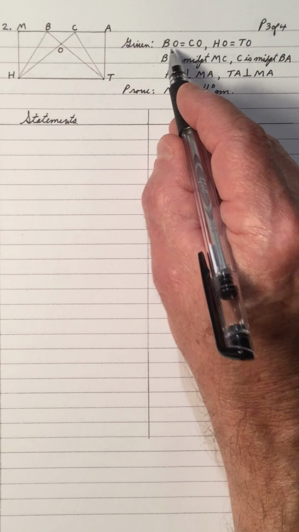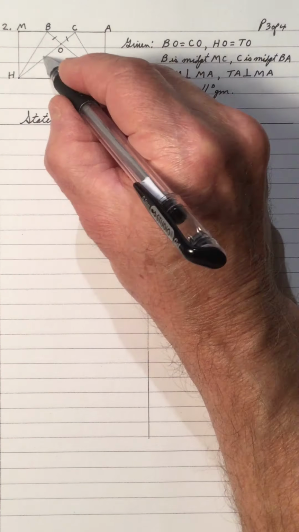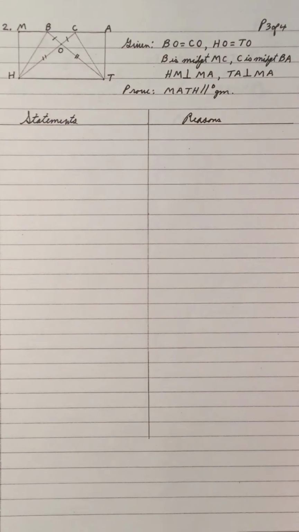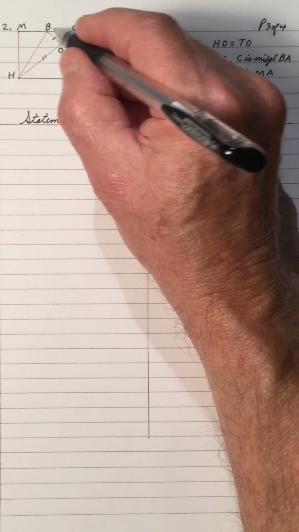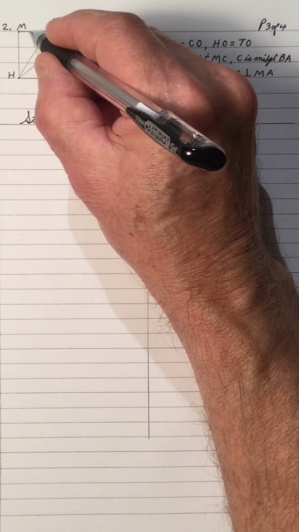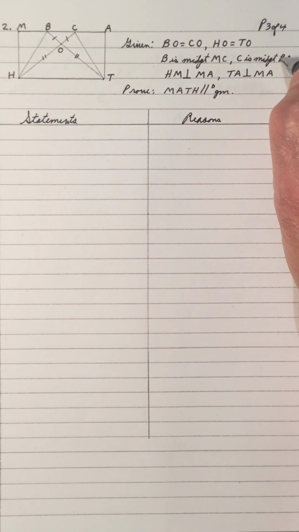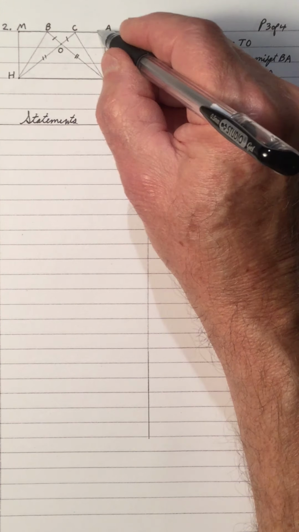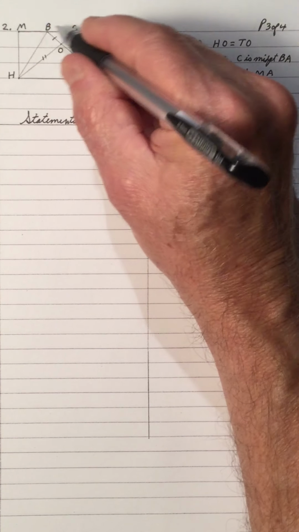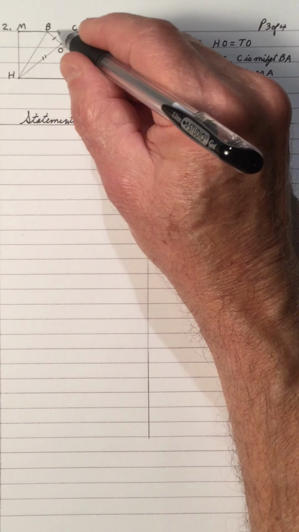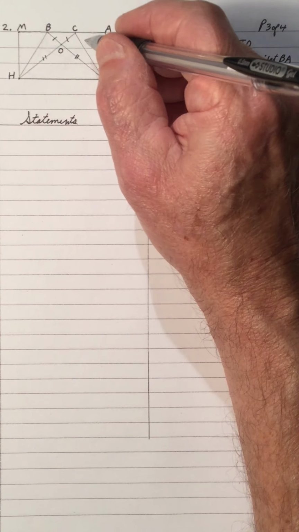We're given that BO equals CO. We're given that HO equals TO. Let's mark them so I can see. And we're given that B is the midpoint of MC. That makes BM equal to BC. It says that C is the midpoint of BA. So that makes BC equal to CA. So if B is the midpoint of MC and C is the midpoint of BA, then these are all equal. That means that MB is equal to CA. They're all equal because of the midpoints.